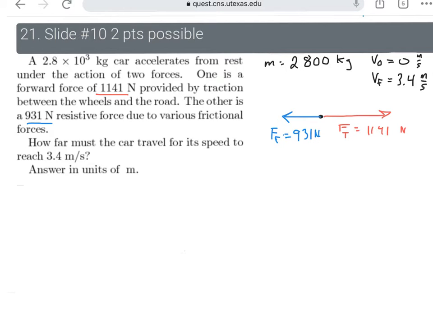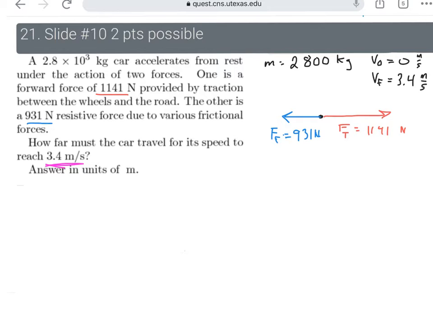Alright, we are on slide 21. They give us the mass of our car as a scientific notation. It's simple to just move the decimal 3 spaces to convert it to a whole number. We know the initial velocity of the car starts at rest, and they give us the final velocity down here at the very end.